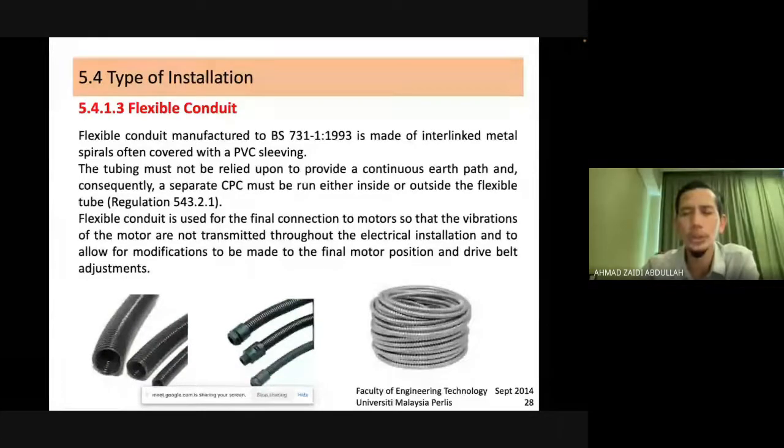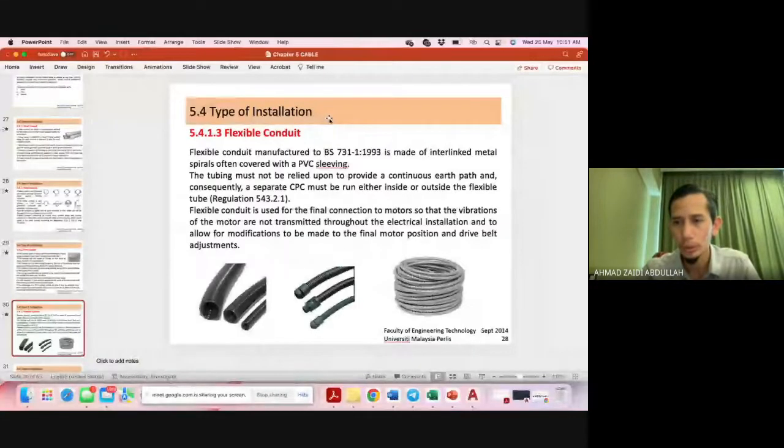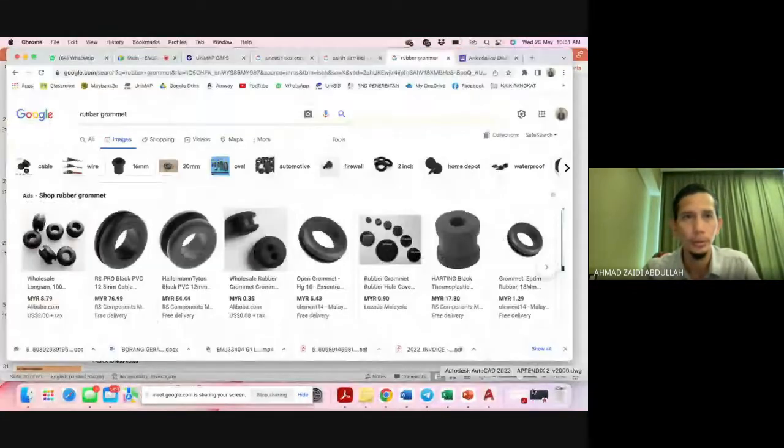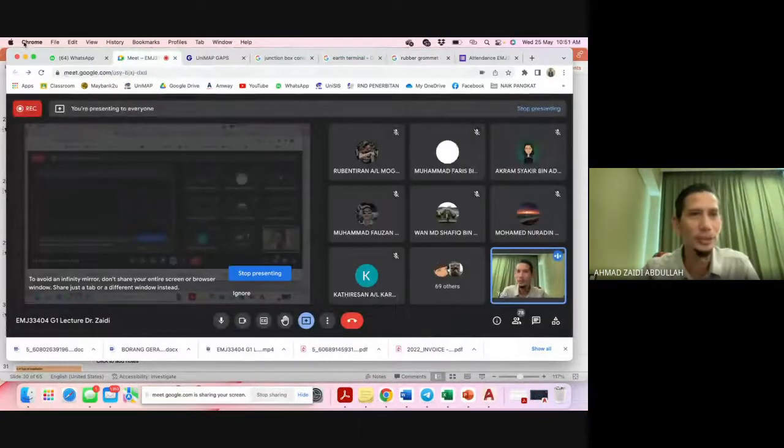We just use the flexible cable at the condition, ataupun kenapa saya punya ni left. Okay, yang semua okay, yang line okay ya. Risau saya cakap sorang-sorang pula.